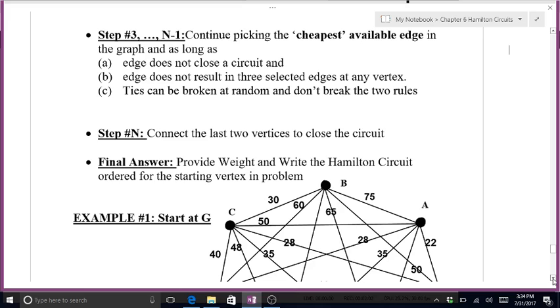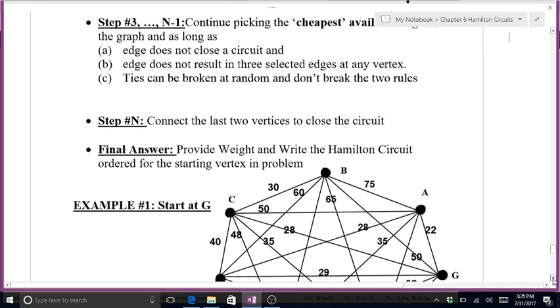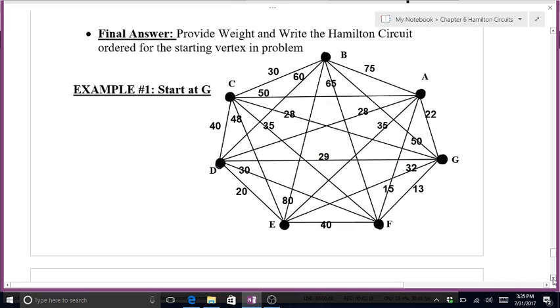The last step is to connect the last 2 vertices to close that circuit. And then our final answer, of course, provide the weight, so add up all of the numbers that went along with it, and write the Hamilton circuit ordered from the vertex in the problem. So, let's go ahead and jump right into it.